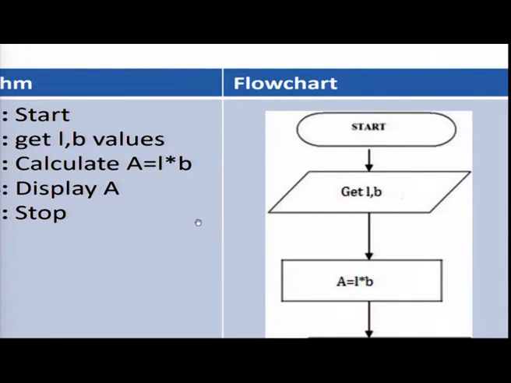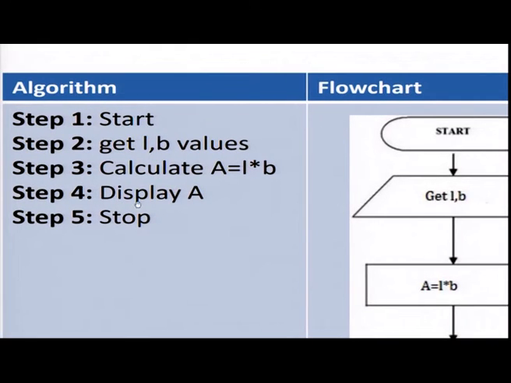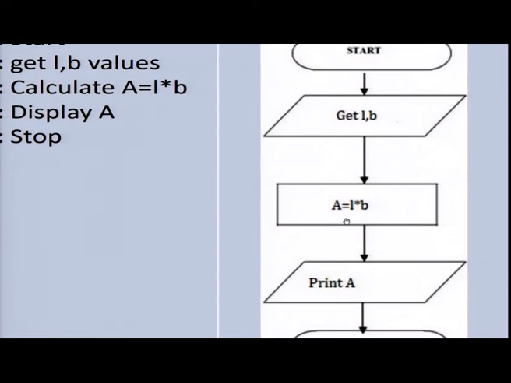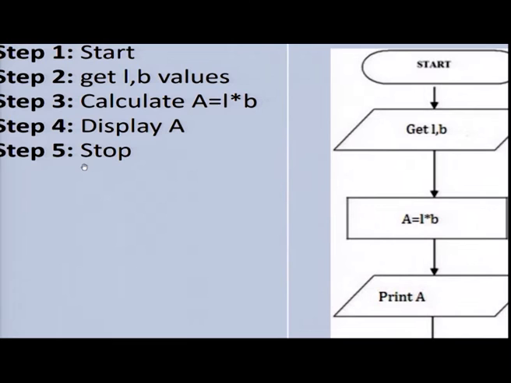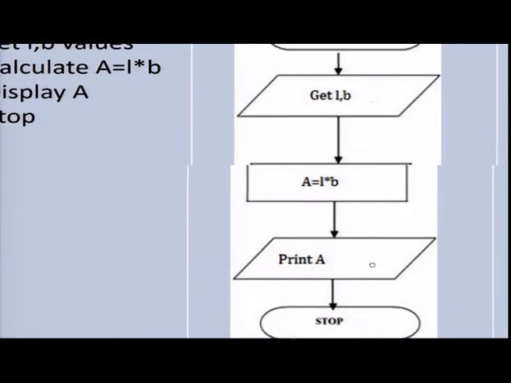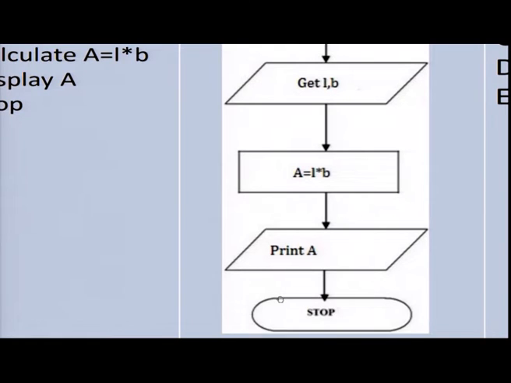Then, what do you do in the fourth step in the algorithm? You are displaying the value of A. What is the symbol used for displaying? As I said, for getting the input, for displaying the output, the symbol used is parallelogram. So you are printing the value of A. Then step number 5 determines stop. What is the symbol used for stop? It is again the oval symbol.